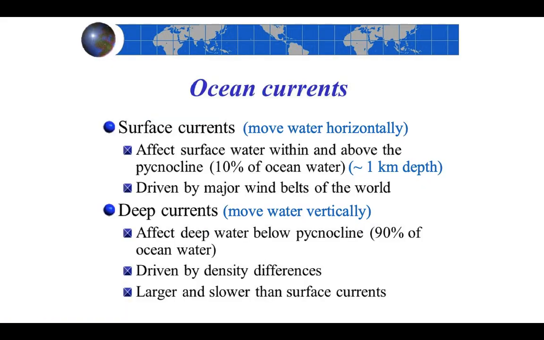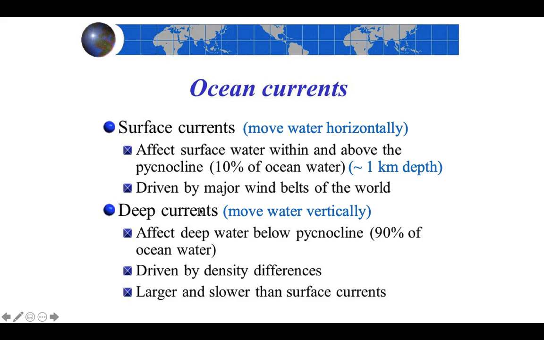So ocean currents, we have two categories of ocean currents. Surface currents, strongly affected by major wind belts of the world, and these currents move the ocean water in a horizontal fashion, and usually these surface currents operate right above the pycnocline, about the first 1 kilometer of ocean water, and affecting nearly 10% of global ocean water.